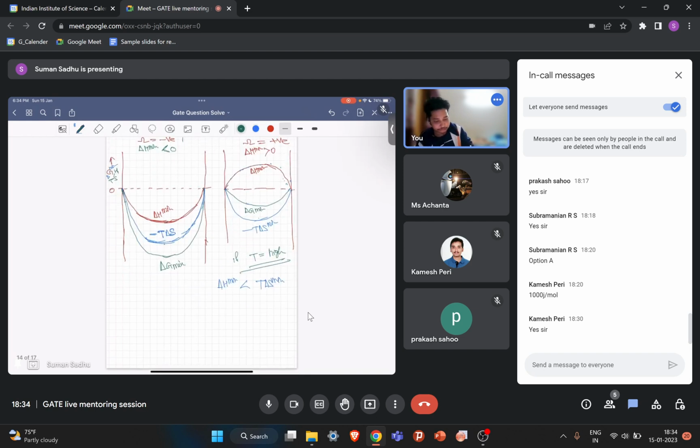But what will happen if your T is low? If your temperature is low, then this is your delta H term, and this will be your minus T delta S term. Now, what will be the summation of these two? How will it look? Initially it will decrease here, then it will increase, and then at the end it will go like this. So this is your delta G mix. T is low means delta H mix is greater than T delta S mix. So did everyone understand why this delta G mixing curve will look like this when your T is low?